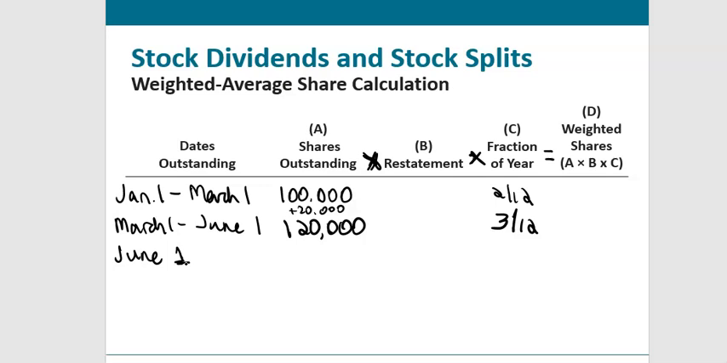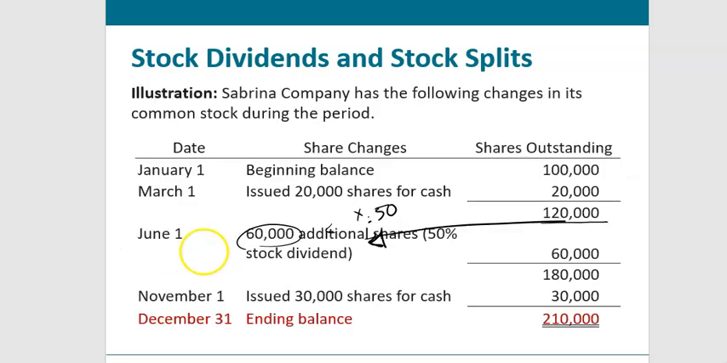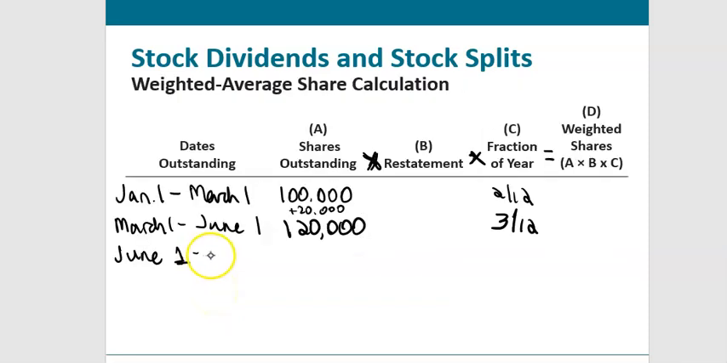So from June 1st to November 1st, that's the next event date. The next thing that happens is on November 1st. The company does a stock dividend and gives every shareholder an additional half of a share. So let's multiply our number of shares outstanding by 1.5 because all of the 120,000 are still outstanding, plus an additional half of that, additional 60,000. That's going to give us total shares outstanding of 180,000. And they're outstanding from June, July, August, September, and October, so 5 out of the 12 months.